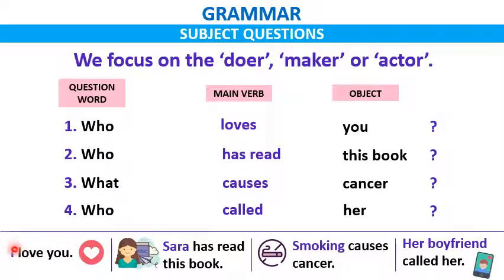Okay, and what you do is replace, no? I for who, and Sarah for who, smoking for what, and her boyfriend for who. So normally you replace the subject by who or what. In the case of number 1, you change the verb, because with who you're talking about only one person, so who loves you. So the form of the verb changes.